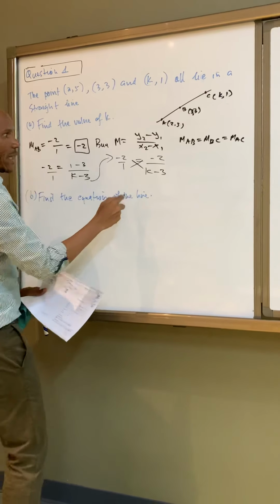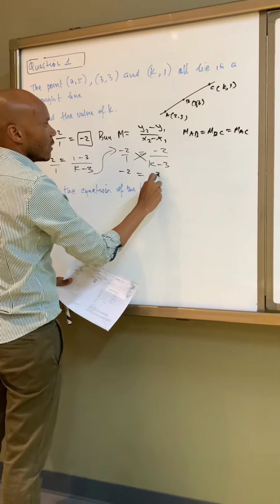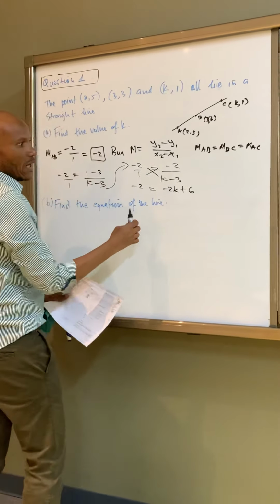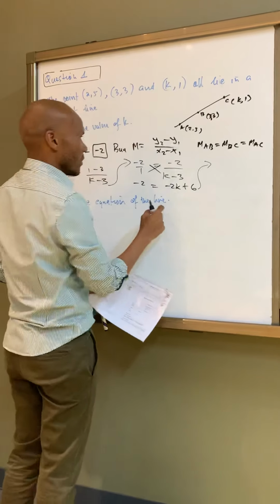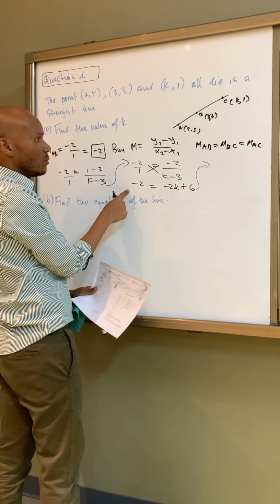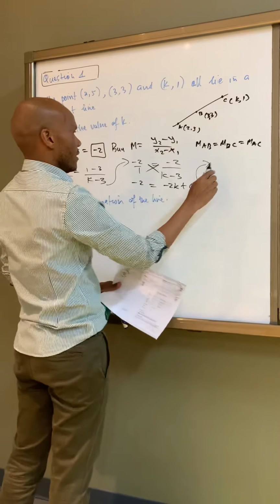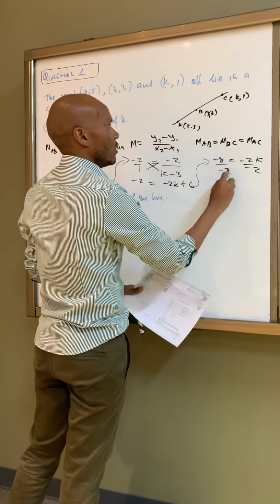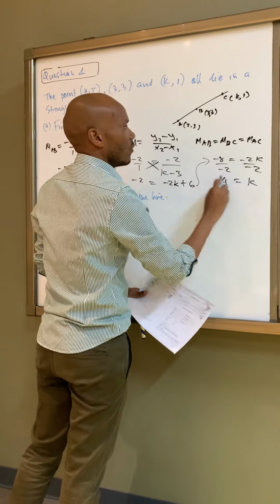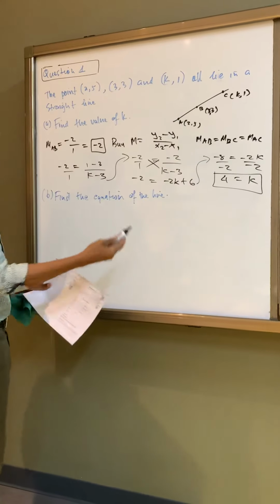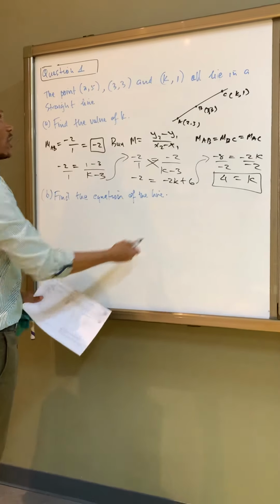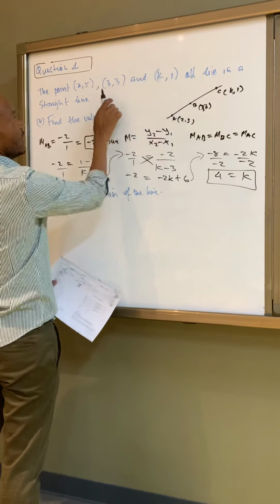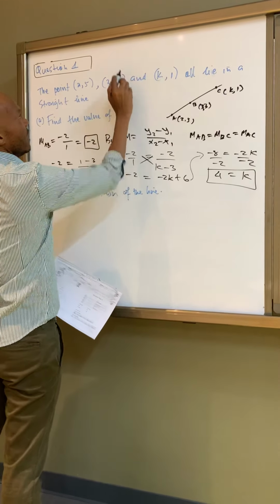Then you can cross multiply: minus 2 times (k minus 3) gives negative 2k plus 6, and let's proceed from there. Then 6 that side will be negative 8, so negative 2k equals negative 8, and k is 4. That's the longer way, right? That's a longer way.